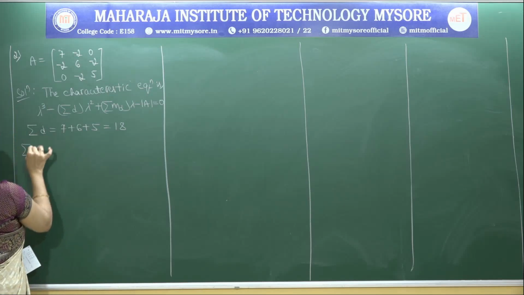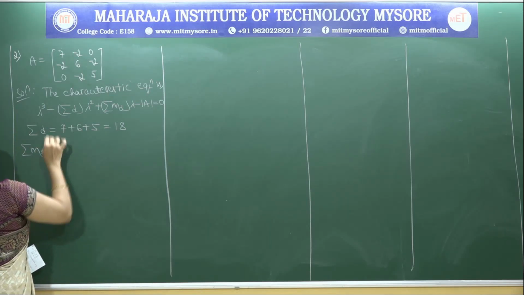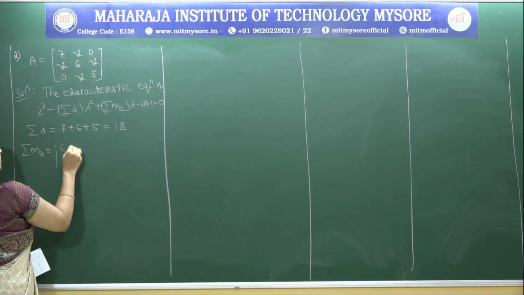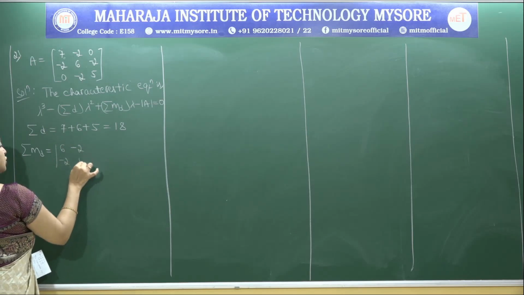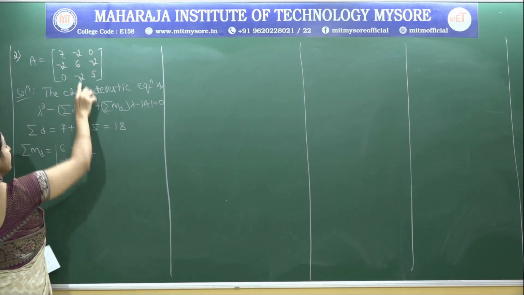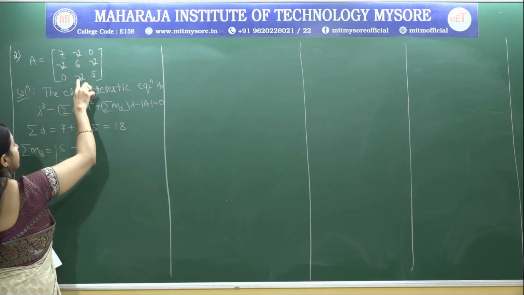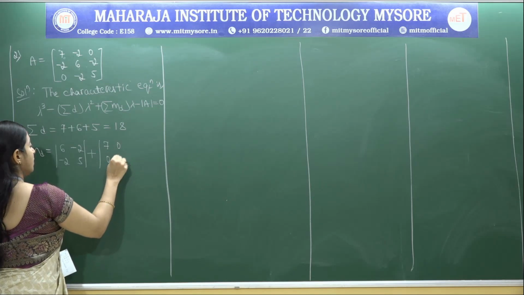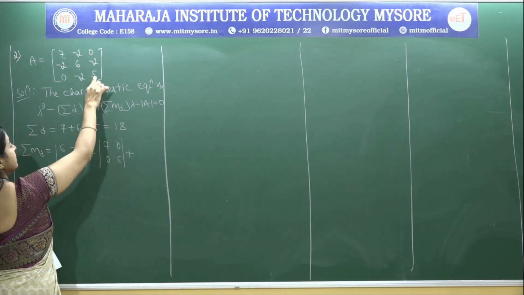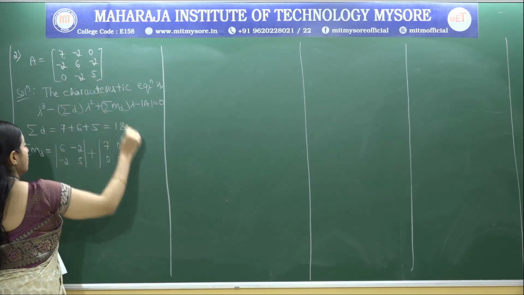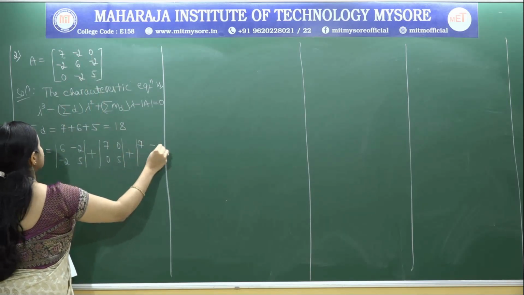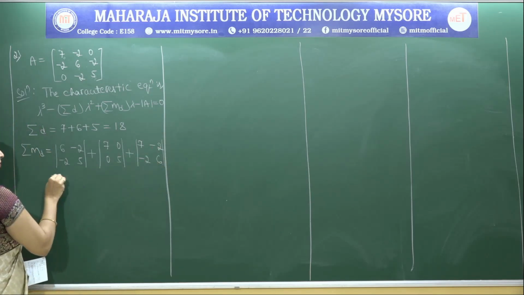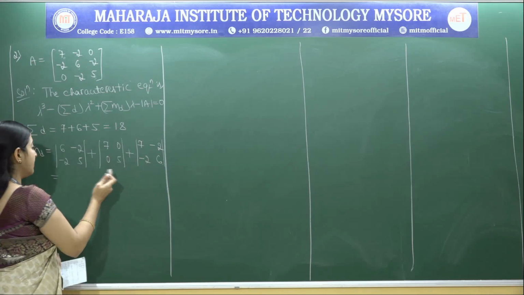Next, the summation of the minor of the diagonal entries. So the first one, this is the diagonal entry, delete this row and column, take the determinant for the remaining term, minus 2 and 5. The second diagonal entry is 6, delete this row and column, take the determinant of the remaining terms, 0 and 5. Third one, this is the diagonal entry, delete this row and column, the determinant of 7 minus 2 and 6. So take the determinant and add all three values, you will get the answer.